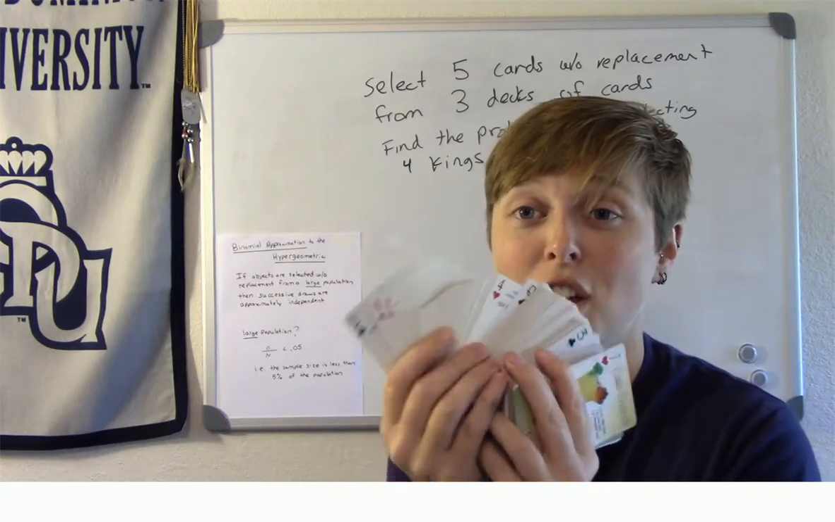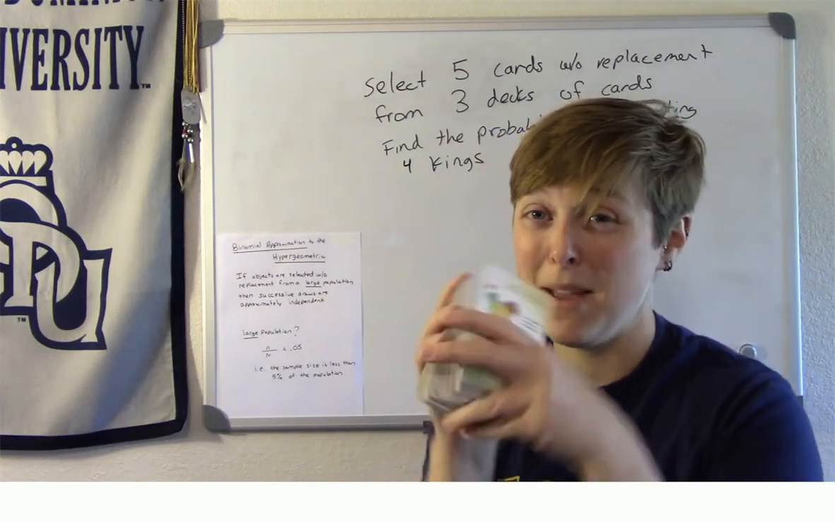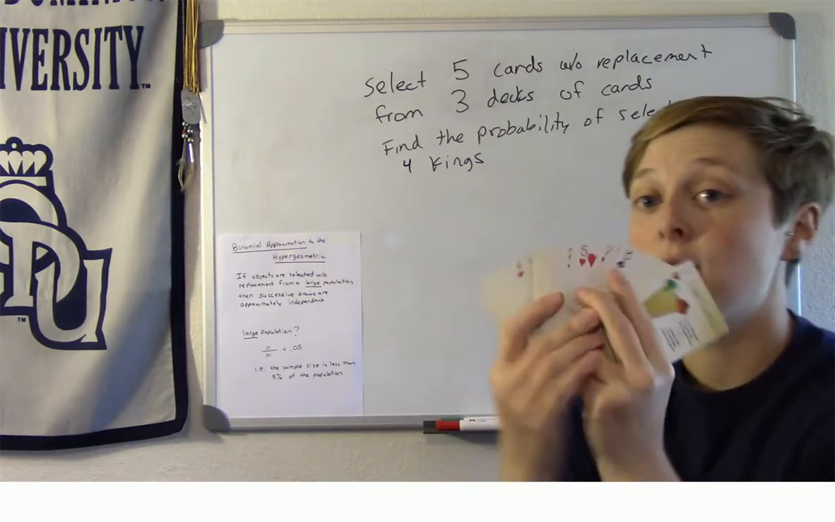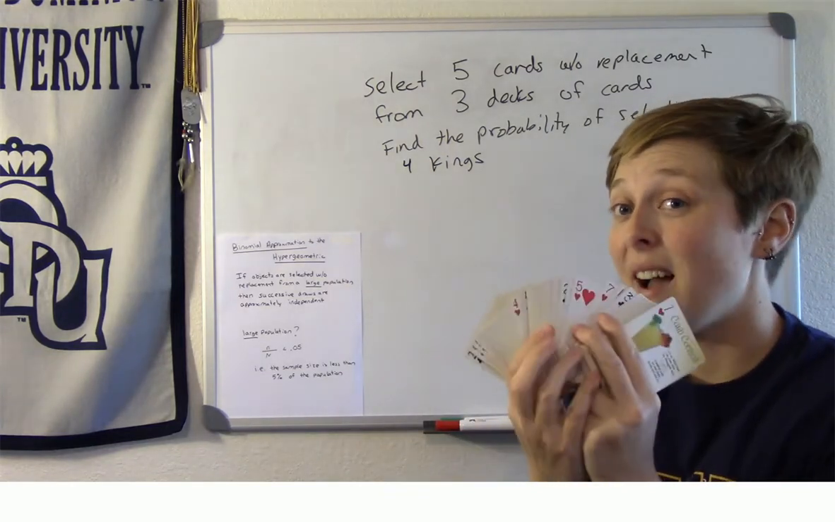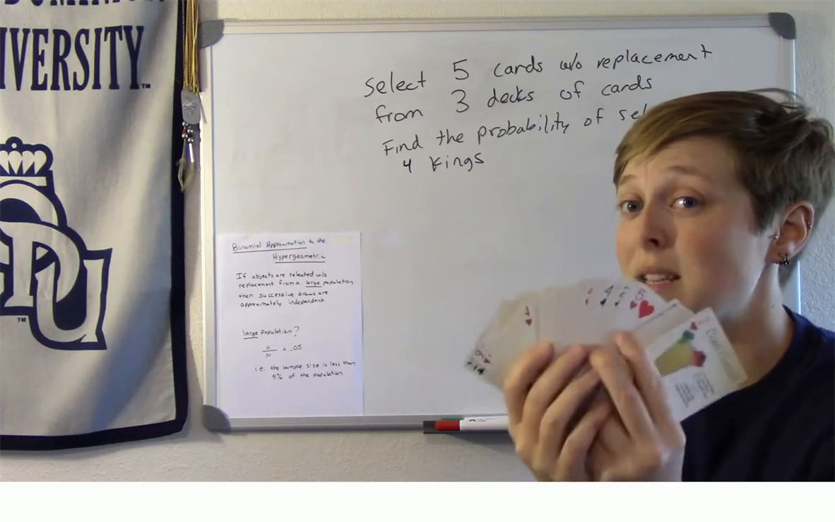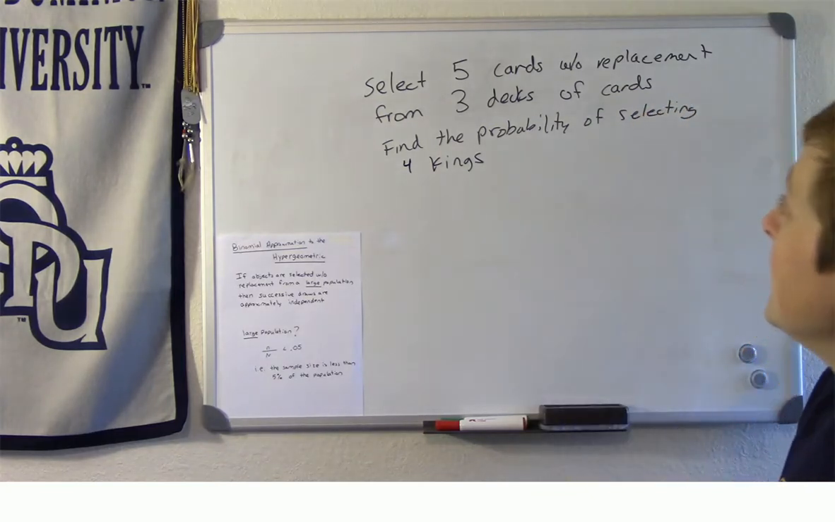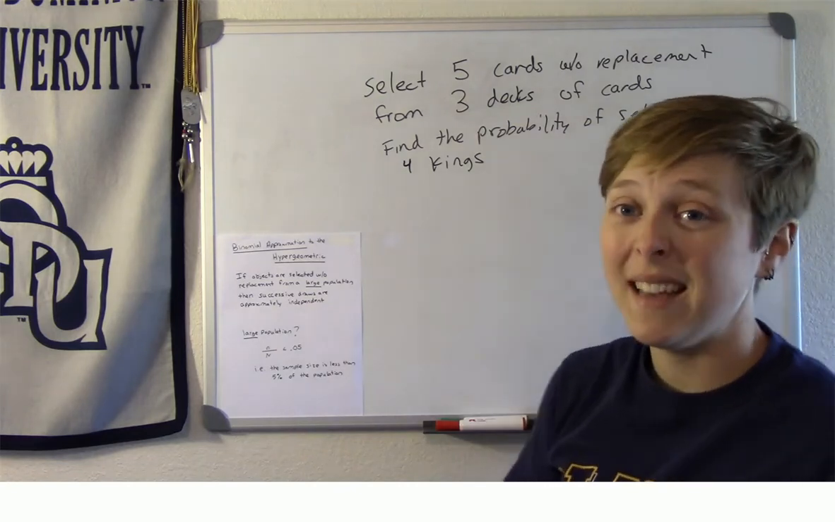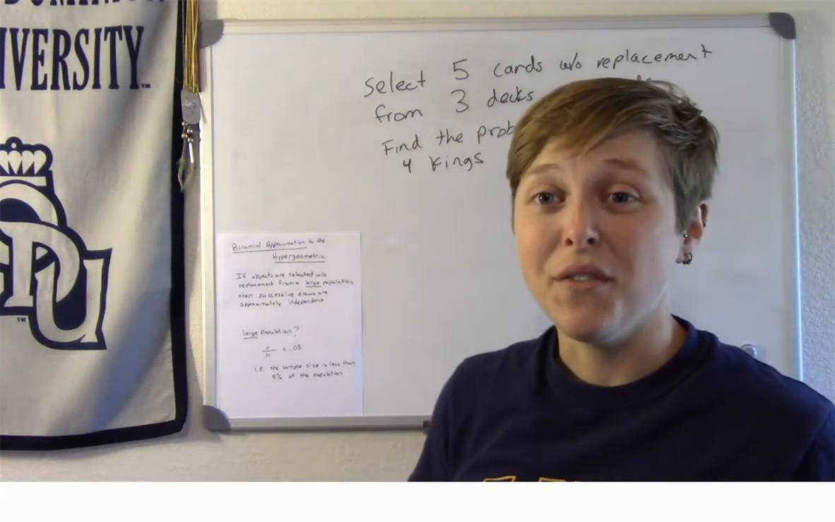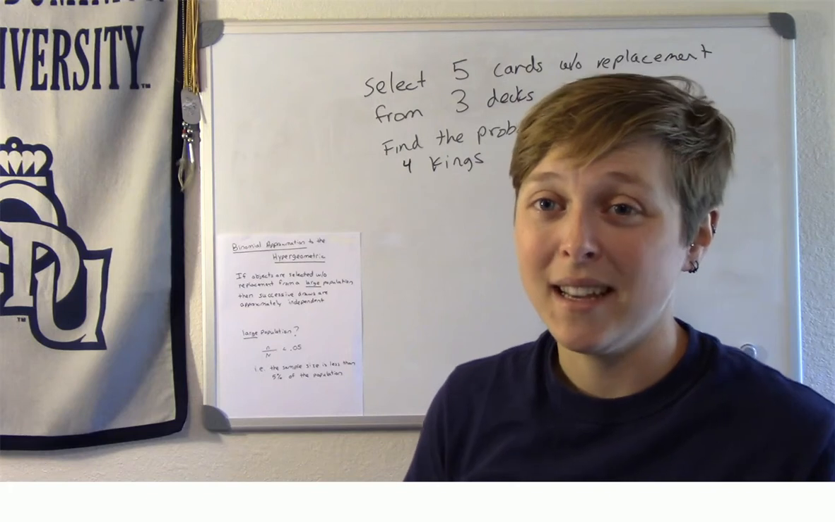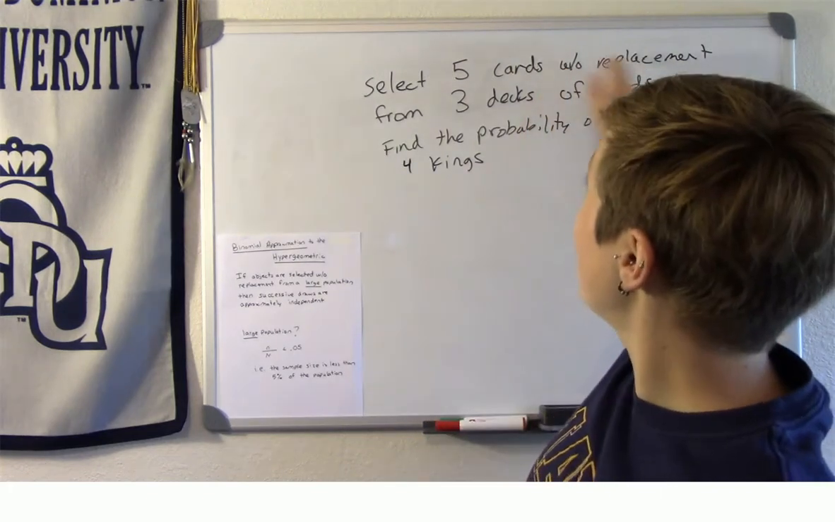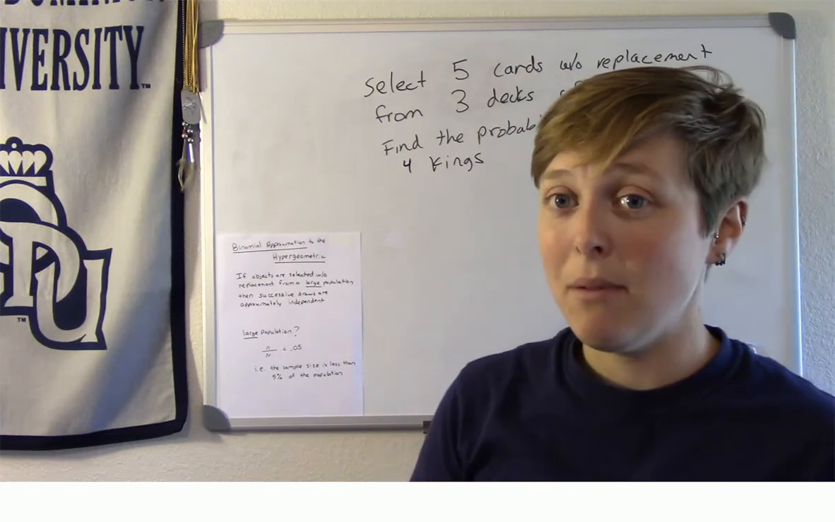Okay, so now I have a big population. I have all these cards, 156 cards. Okay, big population. And what I want to do is I want to select 5 cards from this. So I'm only selecting 5, a very small number of cards from this big population. And I want to find the probability of selecting 4 kings. So again, there's either a success or there's a failure, getting a king or not getting a king. Now, if it said with replacement, this would be binomial, right?